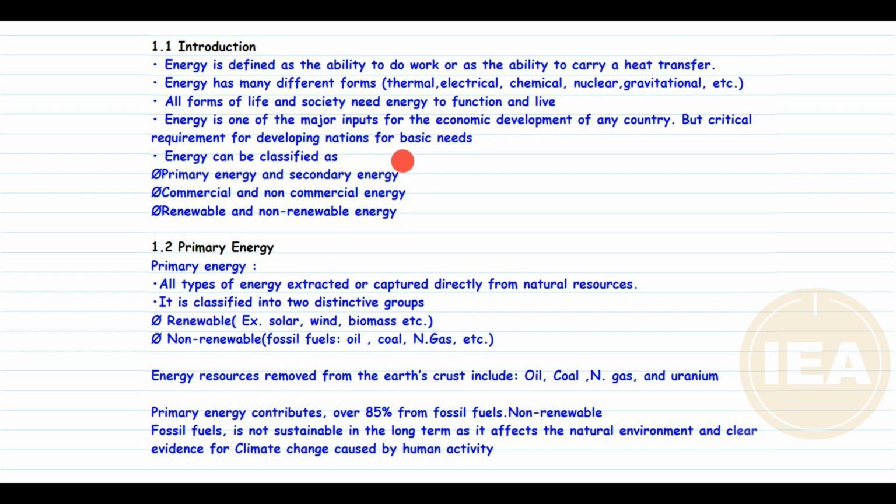Energy can be classified into primary energy, secondary energy, commercial, non-commercial, renewable and non-renewable. So what is primary energy? Primary energy is all types of energy extracted or captured directly from natural resources. What are natural resources? Whatever we find on the earth's crust, below the earth's crust, above the earth's crust, all comes under natural resources. Often they are directly used. Primary energy is classified into two distinctive groups, renewable and non-renewable.